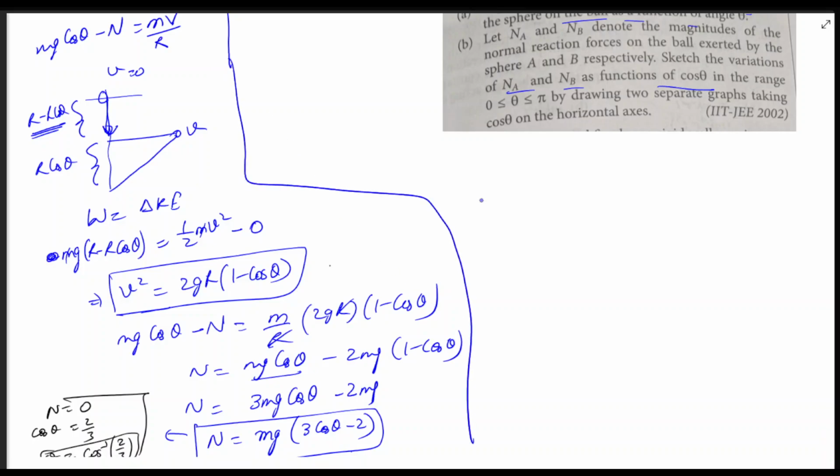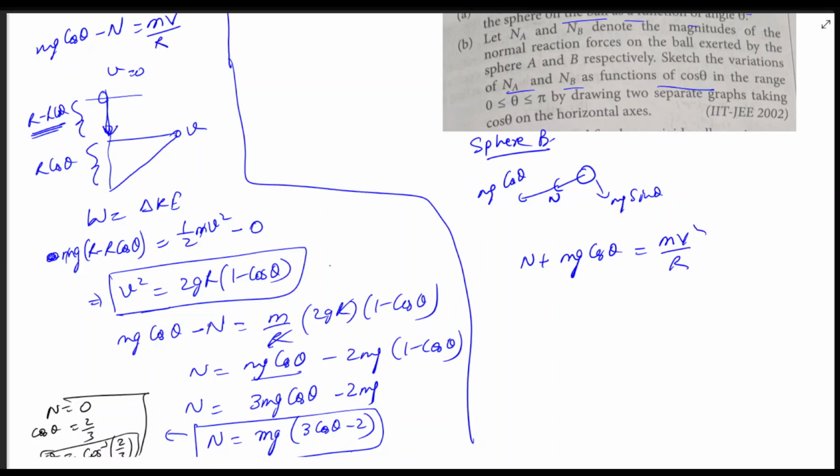Now for sphere B, what will happen? Normal will be here, mg cos theta will be here, and mg sin theta will be here. Right? So we will have N plus mg cos theta equal to mv square by r. And now look, v square will be the same.